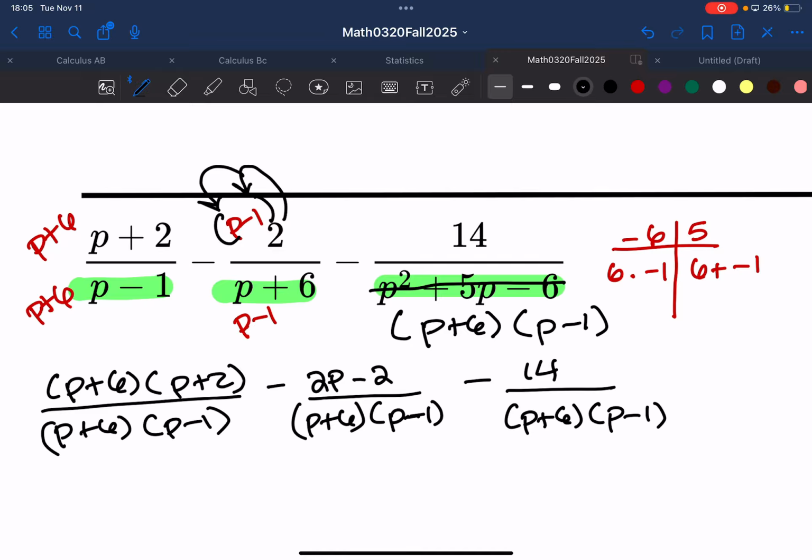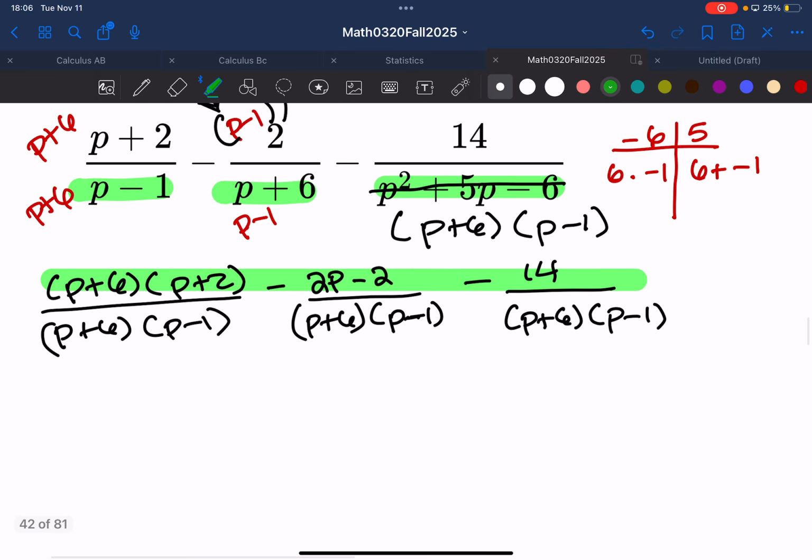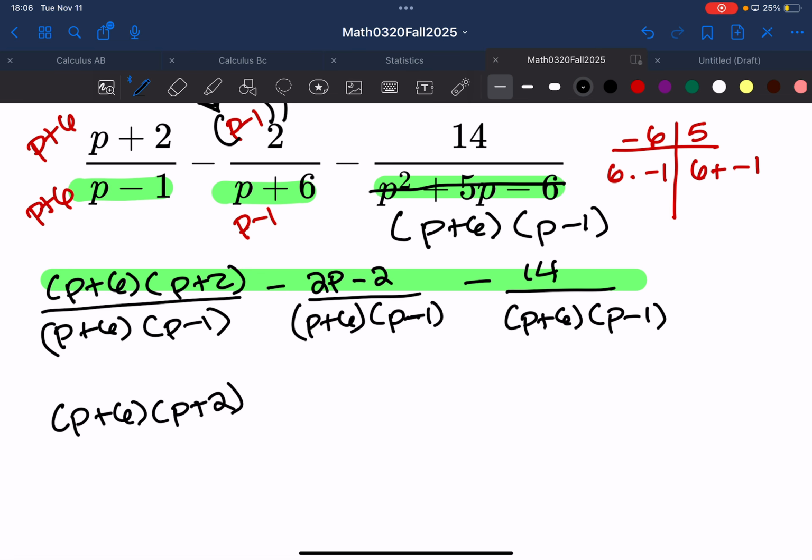Okay, so now that all our denominators are the same, then we're going to deal with just adding or subtracting our numerators. Okay. Which means we would keep this as P plus 6 and P plus 2. We would subtract 2P and then subtract a negative 2. So that would be minus 2P. What else?